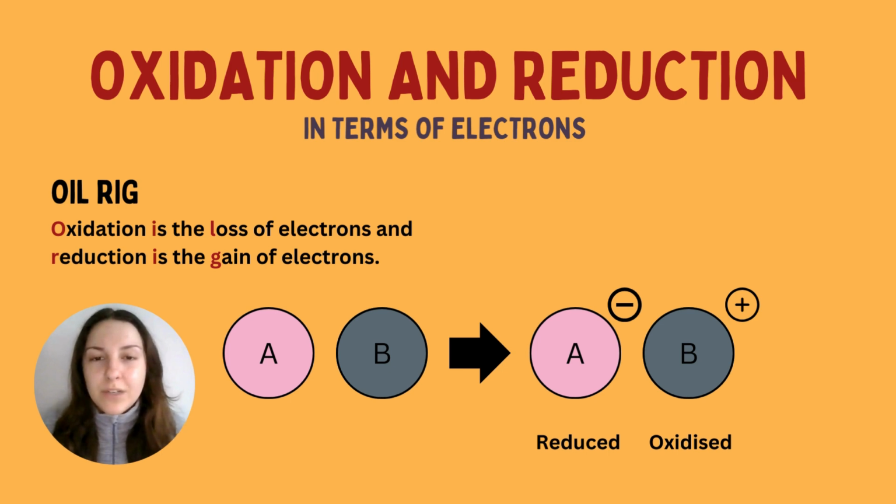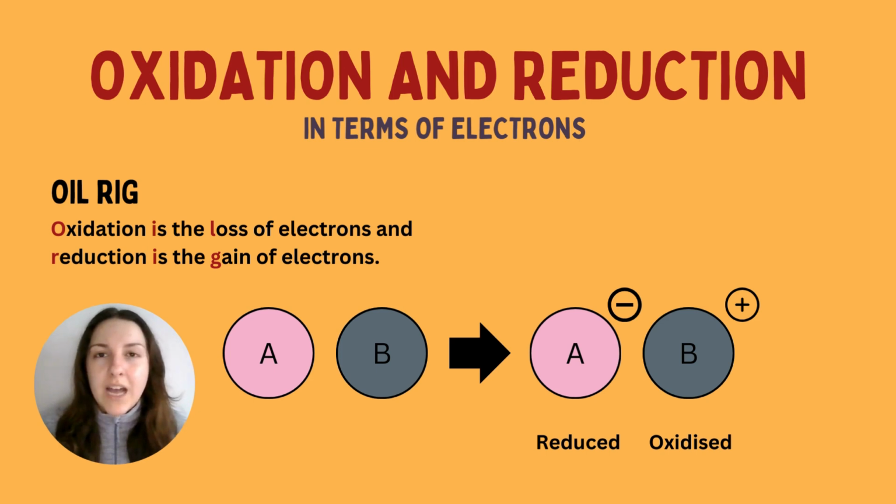So in the case of this very simplified diagram, you can see that A and B react together to form A minus and B plus. The A minus indicates that the A product has gained electrons in this process, and the B substance has lost electrons in this process.